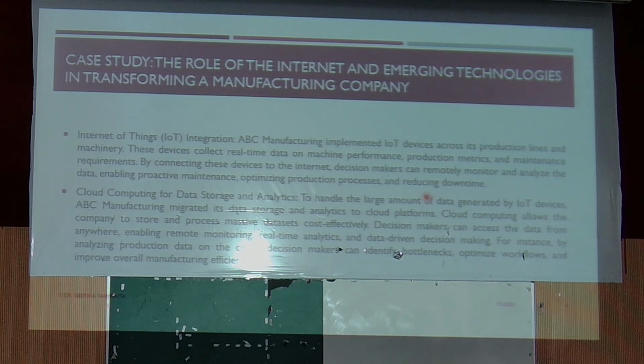Okay, good. Anybody else? All right, let's see. Very good couple. Gurdeep, Ashish, Huda, and Anurag, very good. So IoT, Internet of Things integration, like Ashish had mentioned. ABC Manufacturing implemented IoT devices across its production lines and machineries. These devices collect real-time data on machine performance, production metrics, and maintenance requirements. By connecting all these devices to the internet, decision makers can remotely monitor and analyze the data, enabling proactive maintenance, optimizing production processes, and reducing downtime.